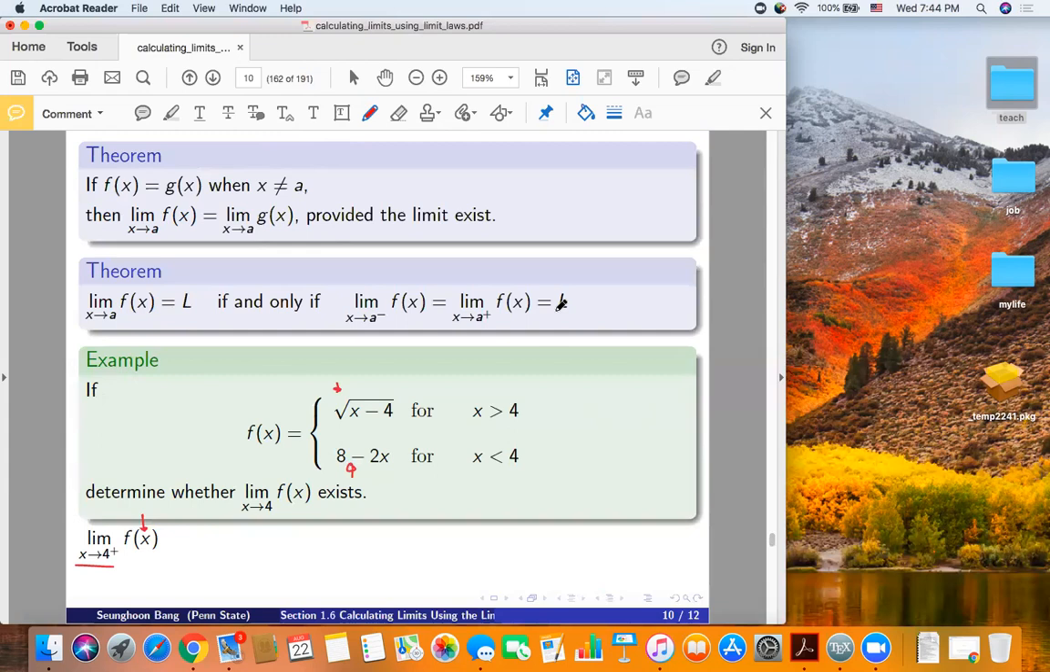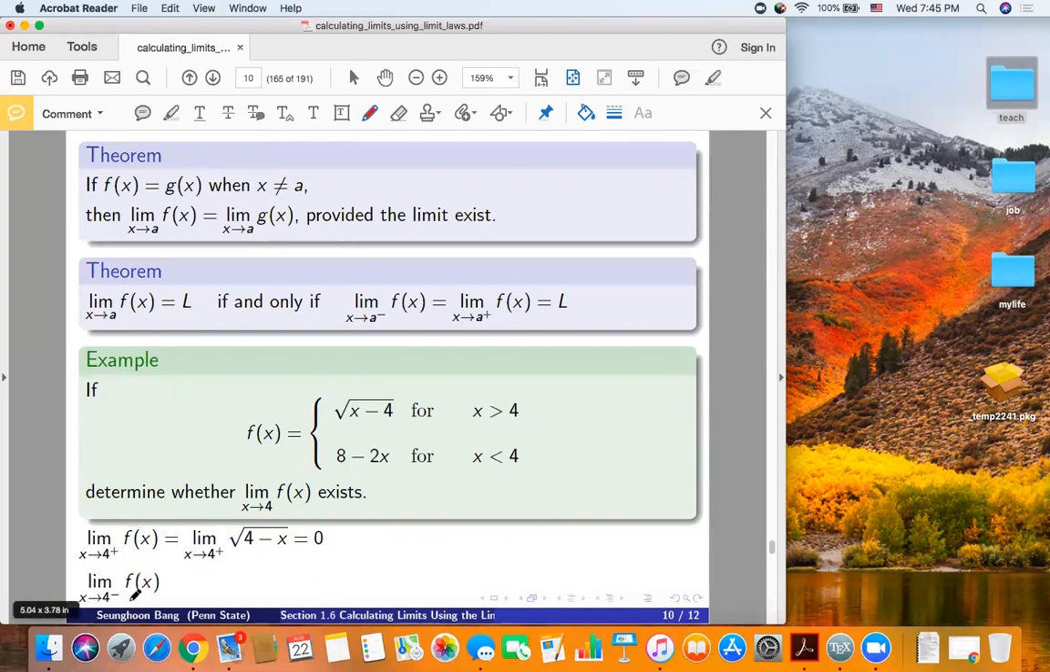The bottom is right. So here, x approaches 4 from the right. You can choose x values on the right-hand side. What's that? x is greater than 4. For this one, you choose the top one. You plug this function into here. So next, just plug in 4. So the answer is 0, right? Exactly. The square root of 4 minus 4 is 0.